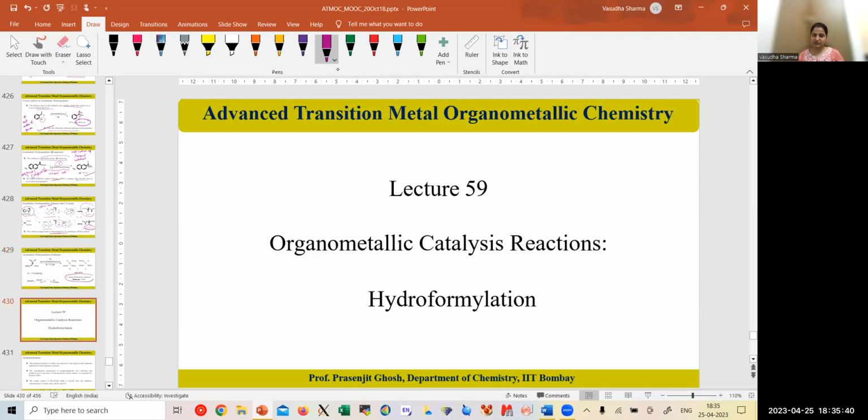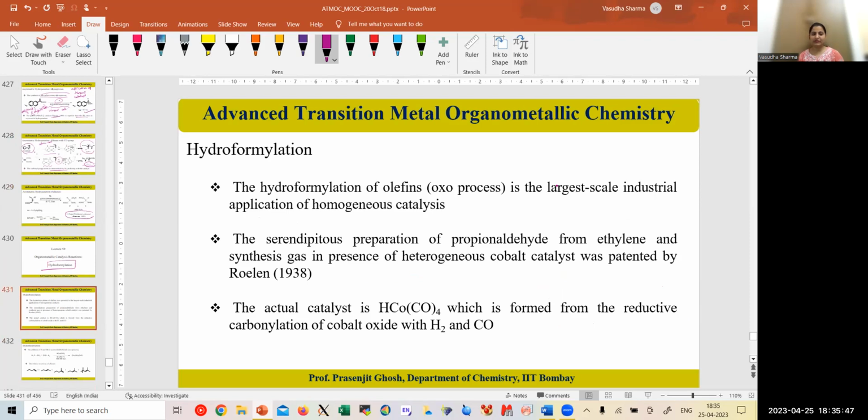Now for lecture 59, organometallic catalysis reactions, this is different from the hydrogenation we have seen. Hydroformylation means the formation of a CHO group. We also call it the oxo process. It is the largest scale industrial application of homogeneous catalysis: the preparation of propanaldehyde from ethylene and synthesis gas. Synthesis gas is nothing but carbon monoxide and H2, which we have read earlier.